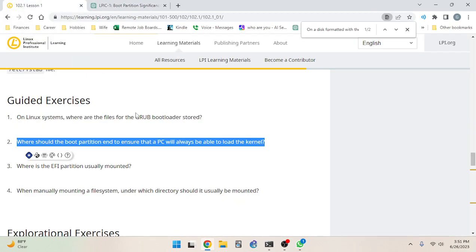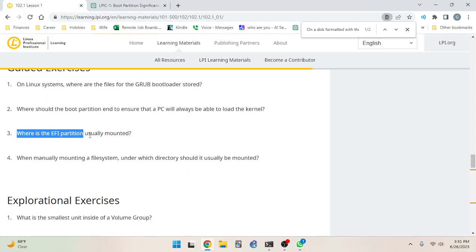All right, I feel good about that. That's pretty good. So where is the partition usually mounted for EFI? I'll need a personal tutor for that one as well.